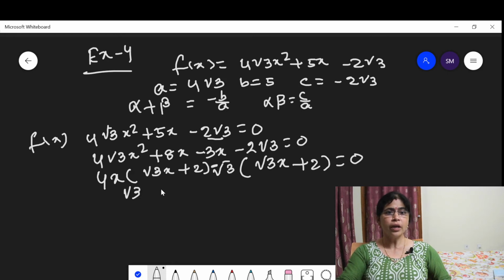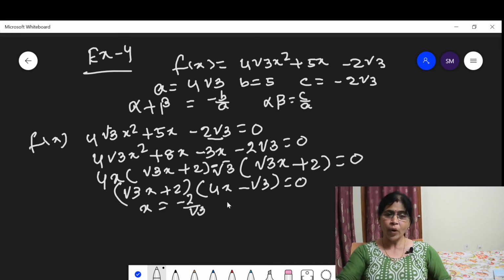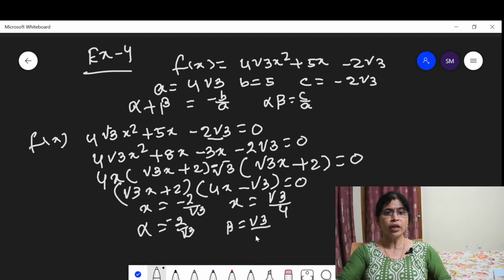Then taking root 3x plus 2 common, this is 4x minus root 3 is equal to 0. This means x is equal to minus 2 upon root 3, which is one zero, and the other zero is x equals root 3 upon 4. Then alpha is equal to minus 2 upon root 3 and beta is equal to root 3 upon 4. Then at first find alpha plus beta.